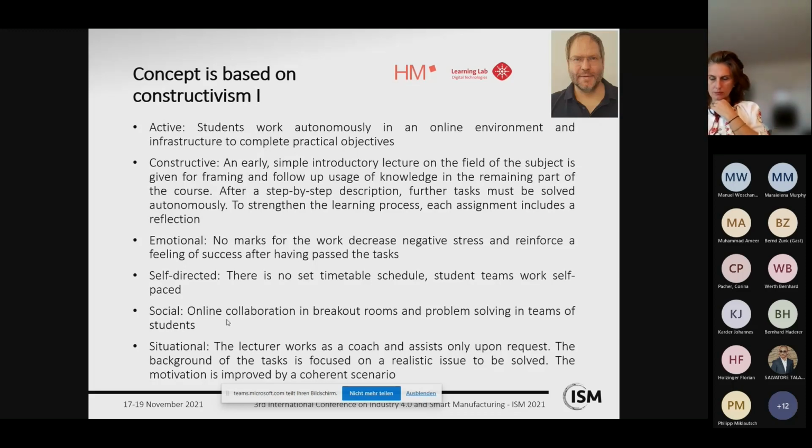And finally, the situational dimension is important here as well. So it should be something realistic, something useful, so they have the feeling they learn something they can use in life, which we also try to implement in the workshop.